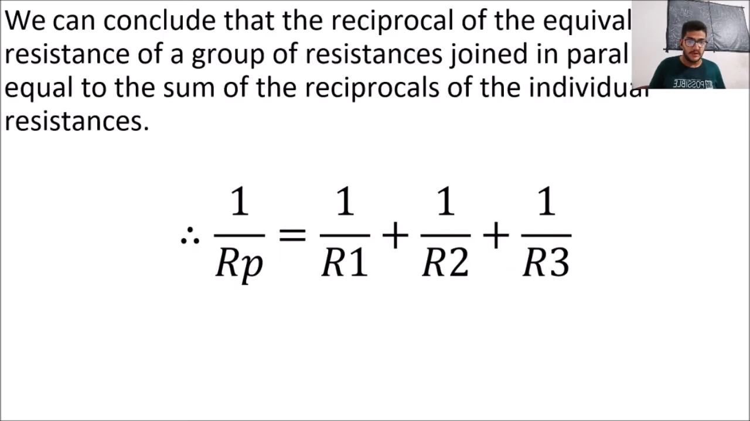So what did we learn? We can conclude that the reciprocal of the equivalent resistance of the group in parallel is equal to the sum of the reciprocals of the individual resistances, as shown in the equation: 1 upon Rp is equal to 1 upon R1 plus 1 upon R2 plus 1 upon R3. We can also write it in this form.